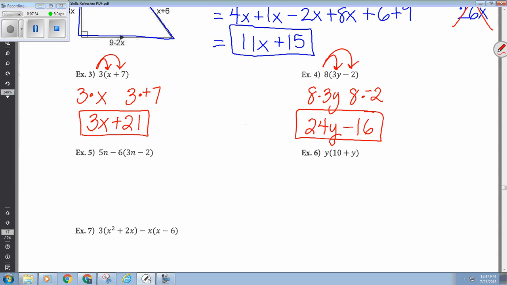So example 5, we're going to combine distributive property with combining like terms. You got 5n minus 6, parentheses 3n minus 2. Your first step, if you have parentheses, is to do the distributive property. The 6 is attached to the parentheses, and there's a minus sign in front of that 6. So that means you're going to take minus 6 and multiply it times 3n, and then take minus 6 and multiply it times minus 2.